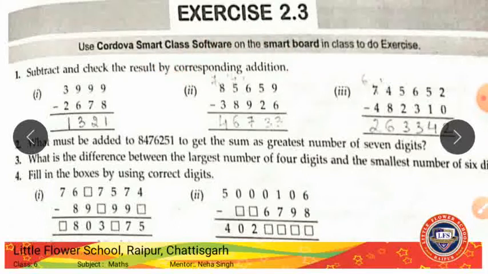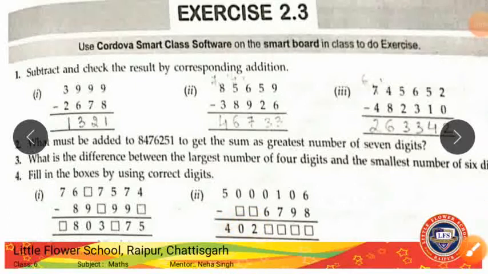Let us add and check. 8 plus 1 is 9. Yes. 7 and 2 is 9. Yes. 6 and 3 is again 9. Yes. 2 and 1 is 3. Okay. Similarly, you can solve these two questions. They are easy. You just need to subtract the two numbers and then check the answer by corresponding addition. Add these two numbers, your answer should be this. Add these two numbers, your answer will be this.